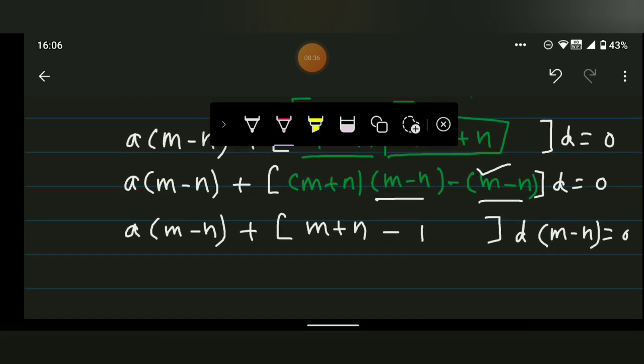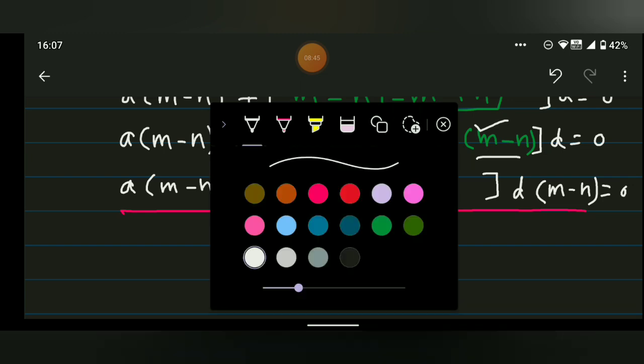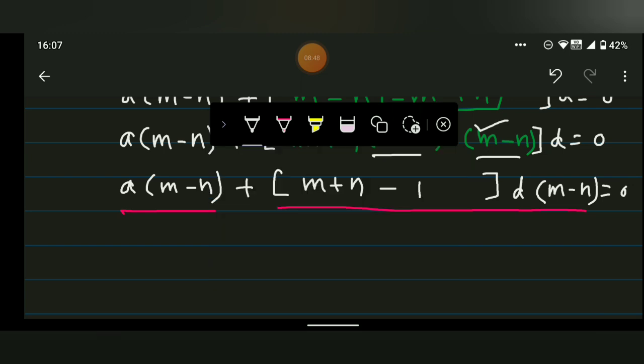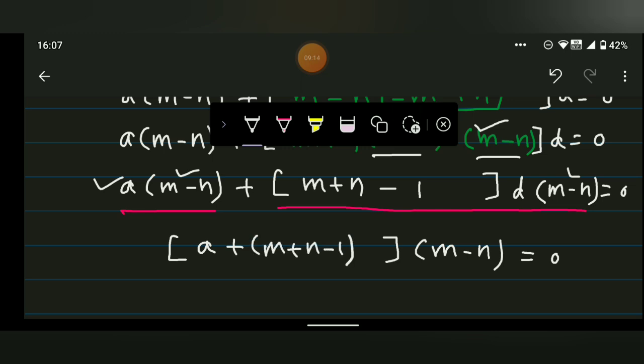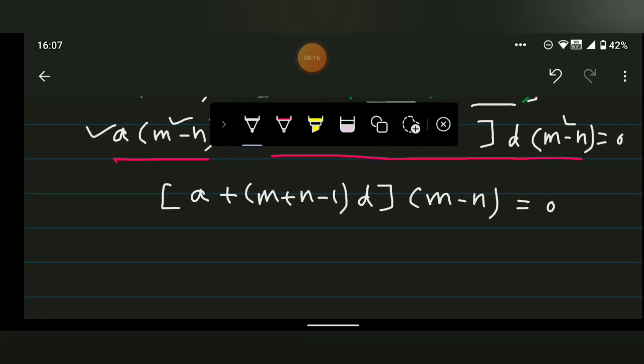So now if I consider this is the first term and this is the total second term, we will imagine that m minus n, this bracket, is common to the two terms, so one can take m minus n completely outside as a common from the two terms. So what is left inside, from the first term there is only a plus, and from the second term m plus n minus 1 into d. So we are having this equation.